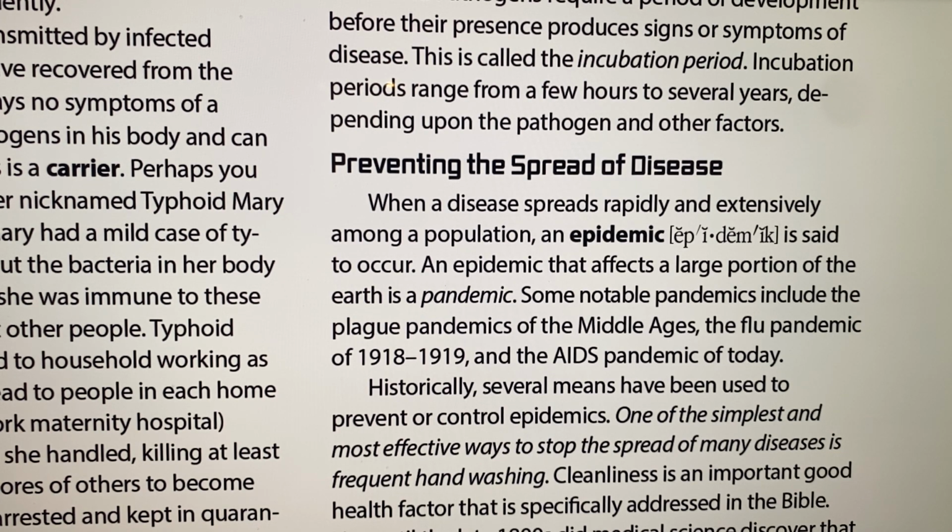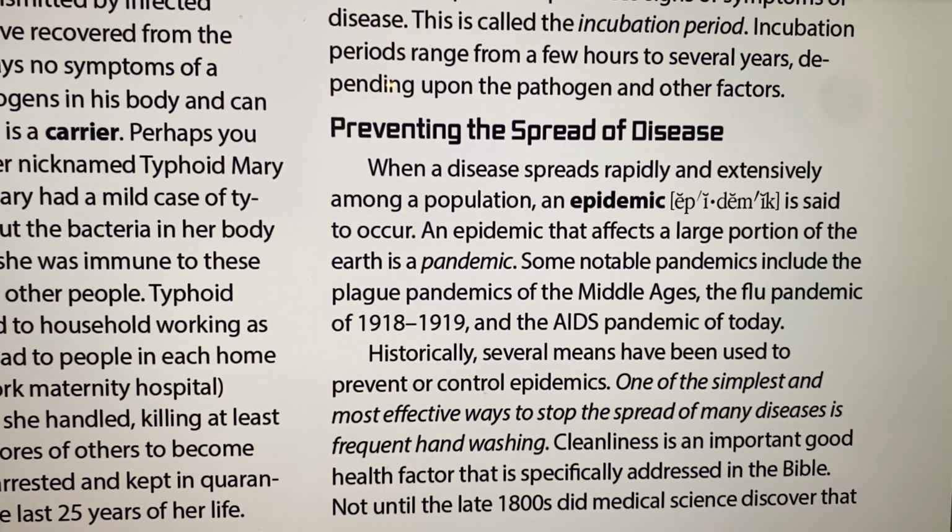It talks about an epidemic, which is when the disease breaks out rapidly with a lot of people. And then there's pandemic. A pandemic is like a large portion of the whole world. As they said, COVID-19 was a pandemic all over the world. There are other pandemics, like the flu in 1918. The plague in the Middle Ages, the bubonic plague, was a pandemic. And of course, AIDS was a pandemic too. So let's go on here.